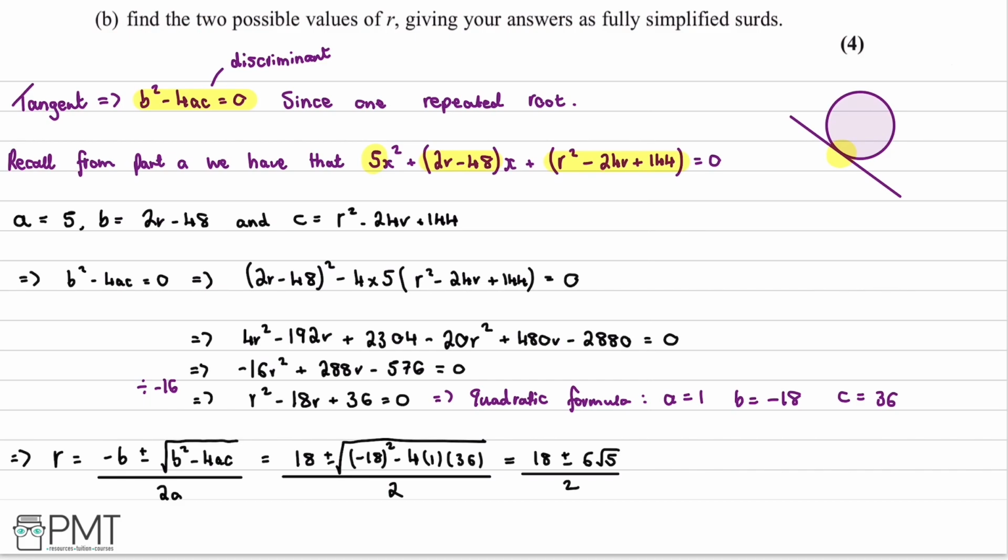In simplifying this, we can divide everything by 2. Therefore, we can conclude that r is equal to 9 plus or minus, and we have the 6 root 5 divided by 2, which is equal to 3 lots of root 5. And that there is our answer. We finished this question and concluded that the 2 possible values for r are 9 plus 3 root 5 and 9 minus 3 root 5.